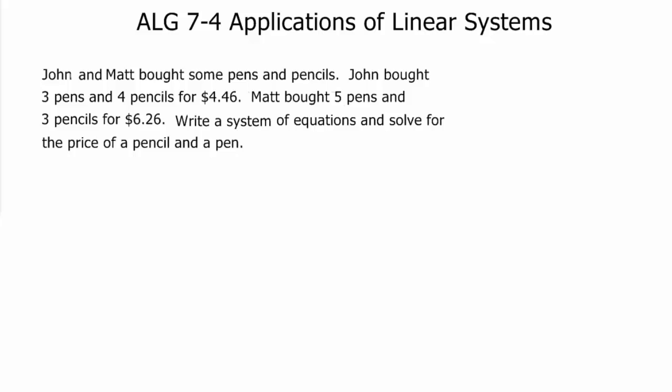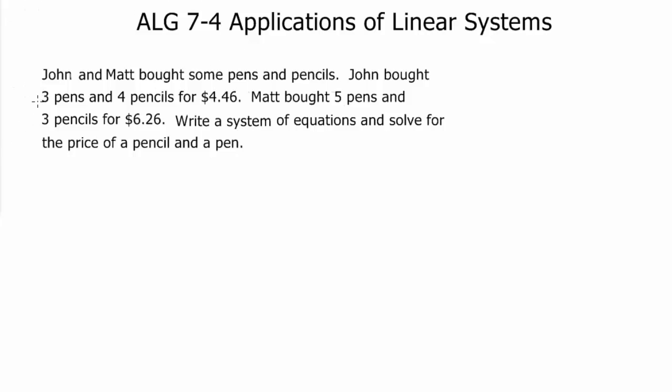This first one, John and Matt bought some pens and pencils. John bought 3 pens and 4 pencils for $4.46. Matt bought 5 pens and 3 pencils for $6.26. Write a system of equations and solve for the price of a pencil and a pen.